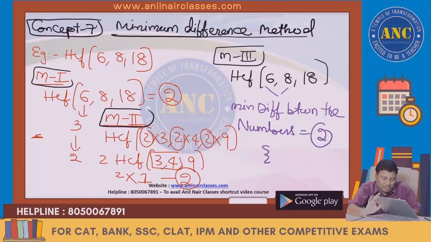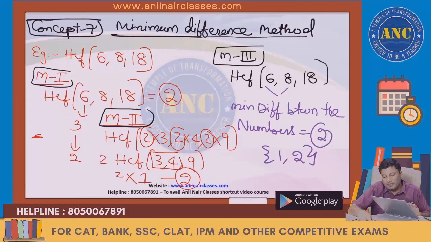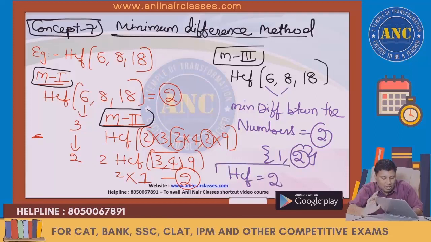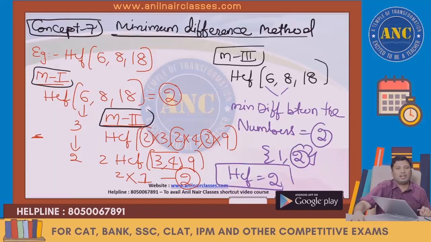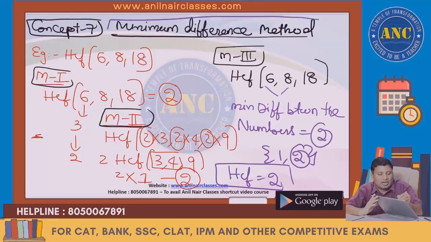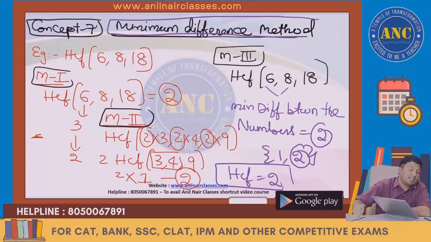Take the factors of 2: 1 and 2. 1 divides every other number, 2 also divides every other number. Highest common factor is nothing but 2. Minimum difference method. Concept number 6 is the difference method.